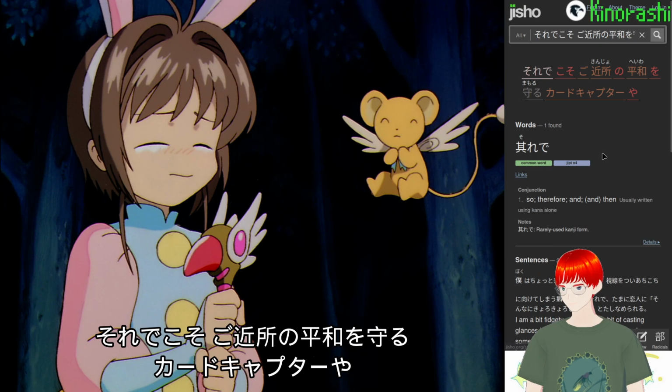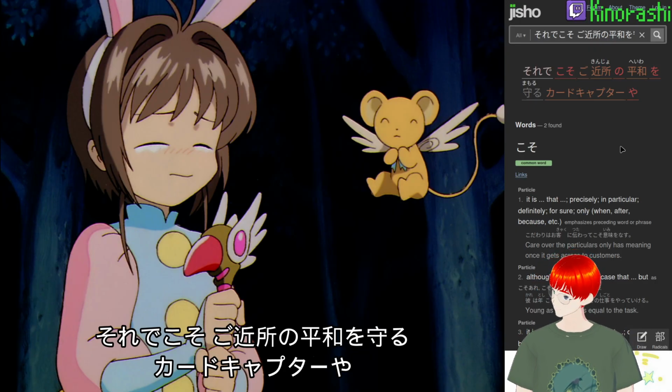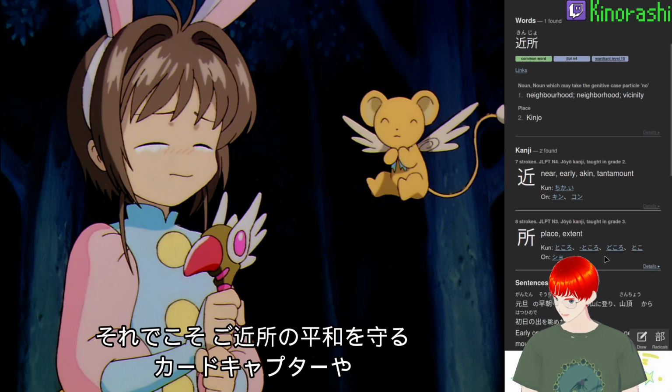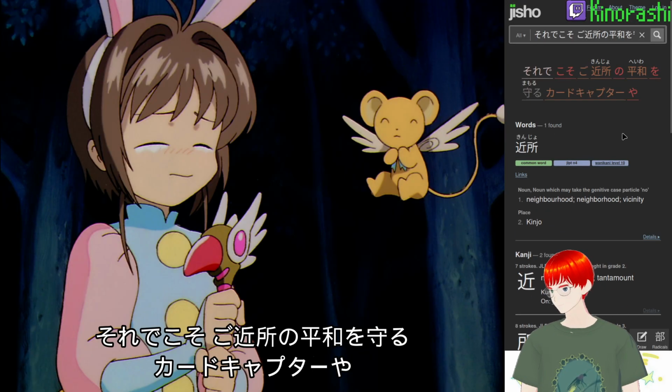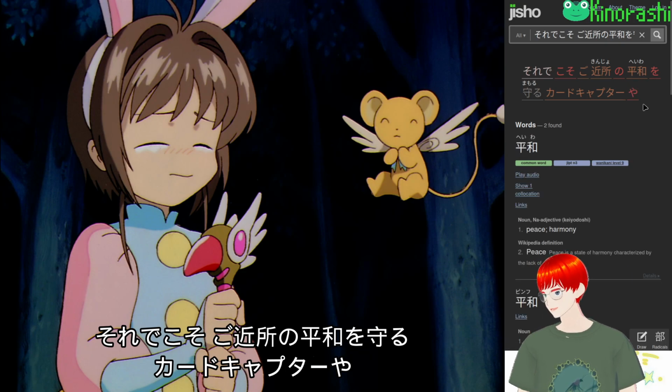それで, therefore, in other words, from that. Koso, it is that precisely. Although, let's see, it's precisely because. Koso, then gokinjo, neighborhood, from near in place, aka neighborhood. And this is the politer way of saying it, gokinjo. Heiwa, peace, harmony. Mamoru, to protect. Okay, card captor, yeah.